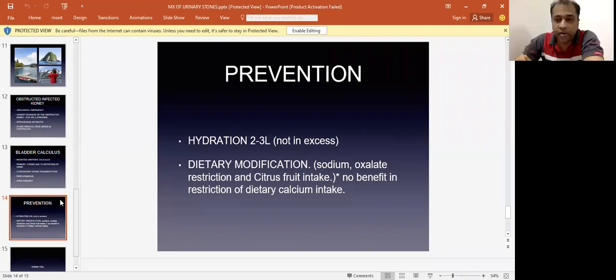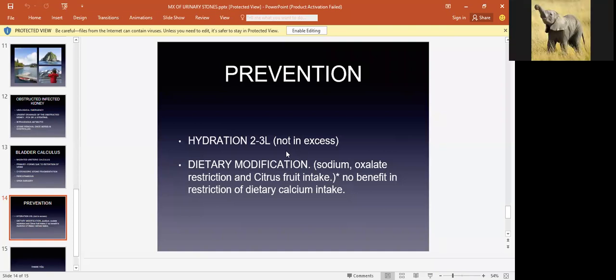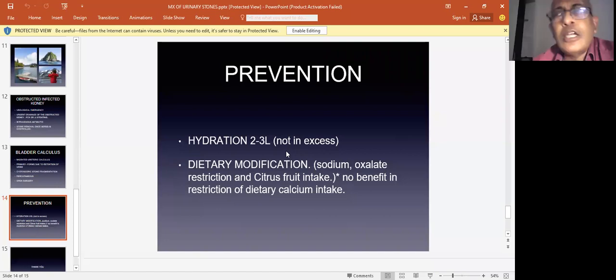Do you have any questions from the discussion today about the stone disease? Sir, one more question. Can we prevent all kinds of stones with high vitamin C or citrate fruit intake? Is it applicable to all kinds of stones? No, it's not applicable to all, but it has a fairly good role in most stones. Because if you have hypercalcemia, however much citrate you take, it won't help. You have to deal with that problem.